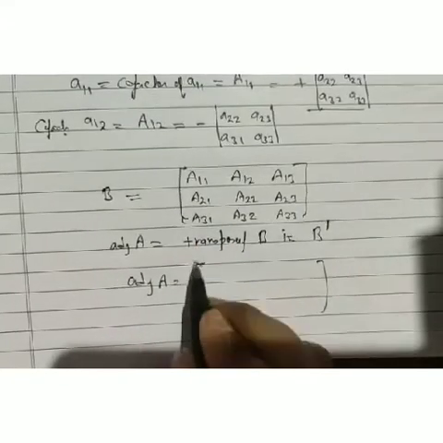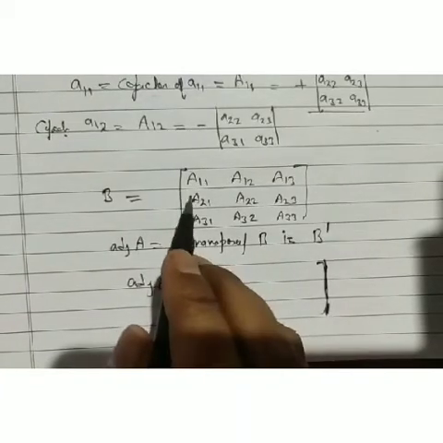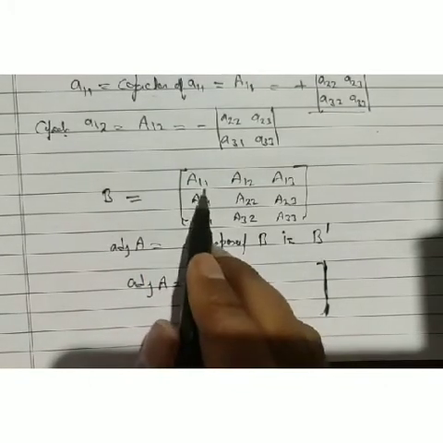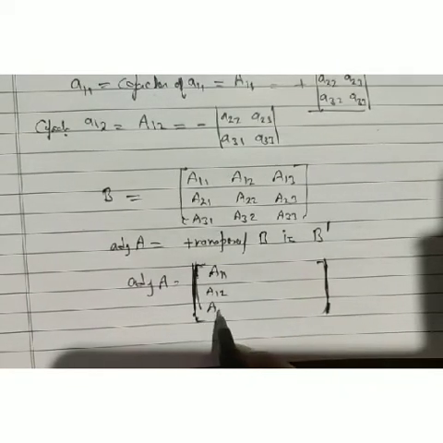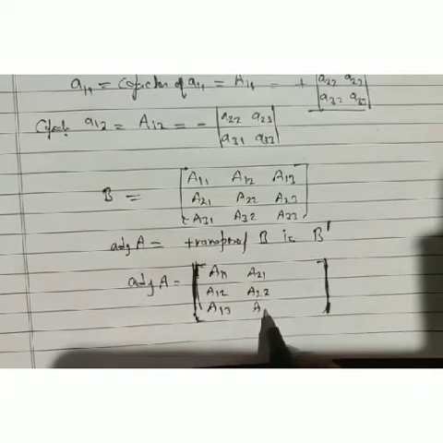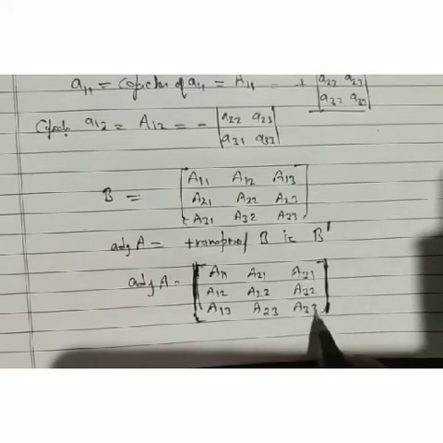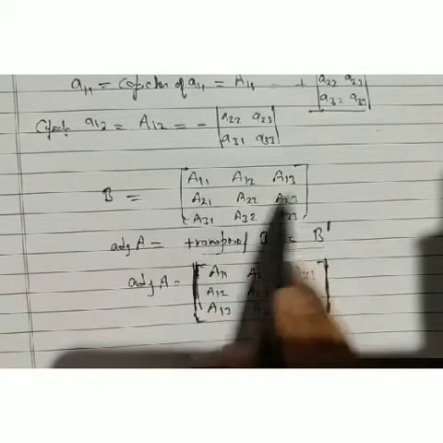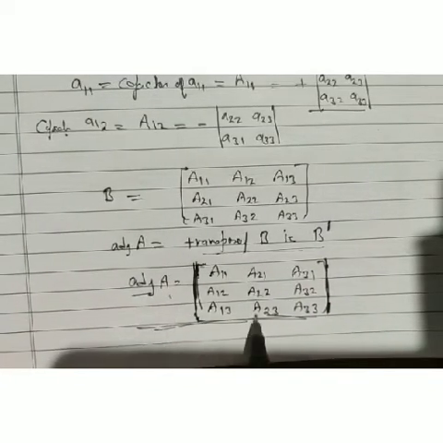Just when we are going to adjoin, it's a determinant's value. We are going to take only the determinant's value because we are going to put it in a determinant. Then the adjoint of A is what? Taking its transpose. Then we have A11, A12, A13, A21, A22, A23, A31, A32, A33. What do we do in transpose? In transpose we change rows into columns.